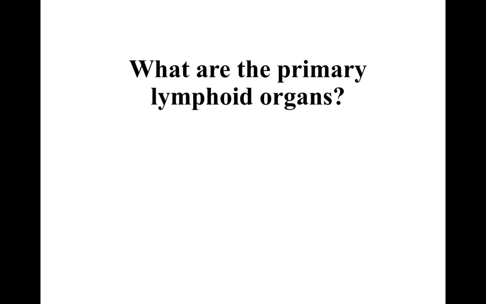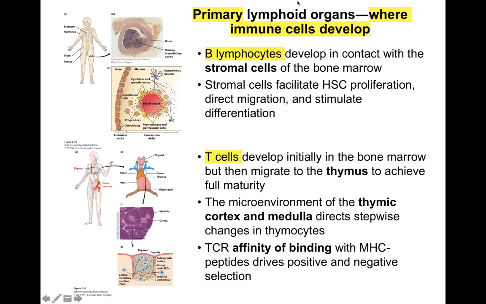What are the primary lymphoid organs? This is where the immune cells are developing. The B cells develop in the bone marrow, and the T cells originate in the bone marrow, but then they migrate to the thymus to mature. So two main locations where immune cells develop are the bone marrow and the thymus. The T cells are the ones that mature in the thymus but originate in the bone marrow.